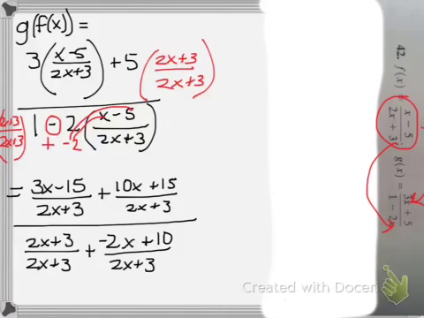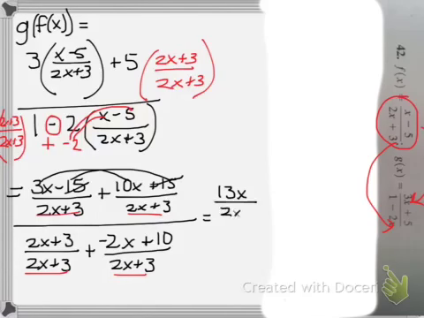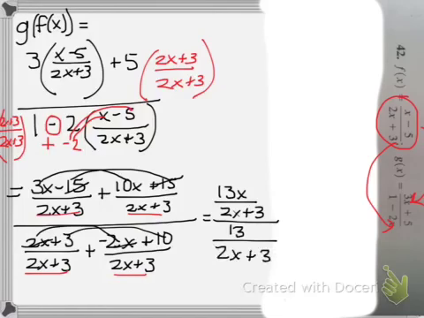So now we have denominators that are all the same, so we can just add everything together. So on the numerator, 3x plus 10x becomes 13x. Negative 15 plus positive 15 is 0 over 2x plus 3. And then on the bottom, 2x minus 2x is 0. 3 plus 10 is 13. And that's all over 2x plus 3.